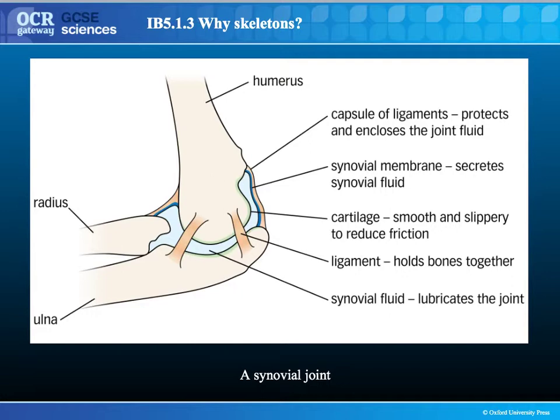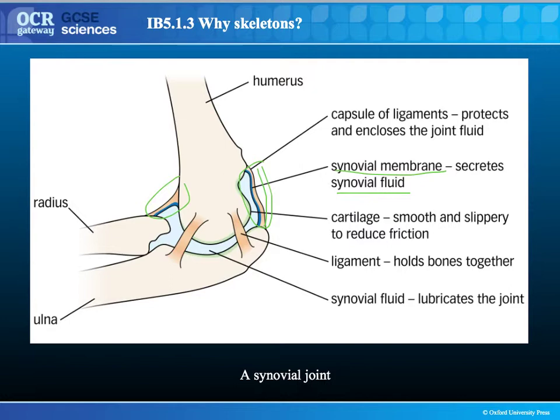We've got a picture here illustrating one using the elbow. The elbow being a hinge joint is a synovial joint. We have synovial fluid produced in this joint. This is produced by the synovial membrane, which is found around the joint here. This fluid lubricates the joint and keeps it nice and smooth so that we don't get as much rubbing against the bones, which would cause friction and pain.